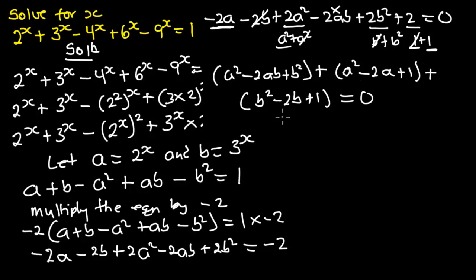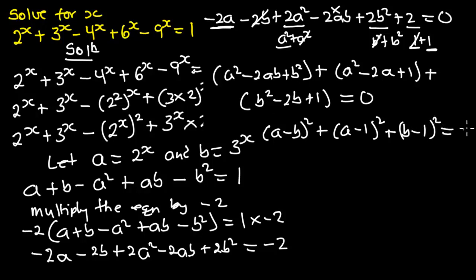Now let's move on. So a squared minus 2ab plus b squared can be written as (a minus b) squared, plus a squared minus 2a plus 1 can be written as (a minus 1) squared, plus, now you can also write this as (b minus 1) squared, and this will be equal to 0. Now from here we are going to equate this to 0, this to 0, and then this to 0. Now let's do that and see.